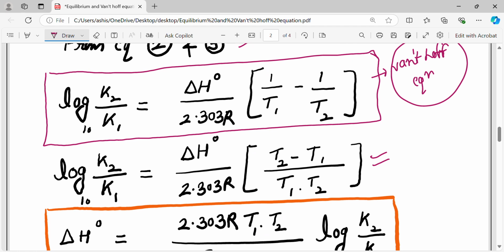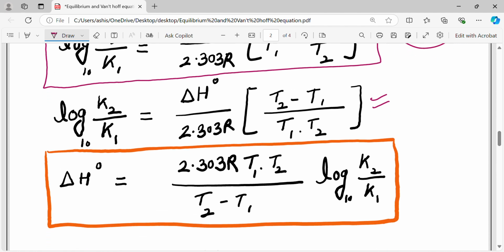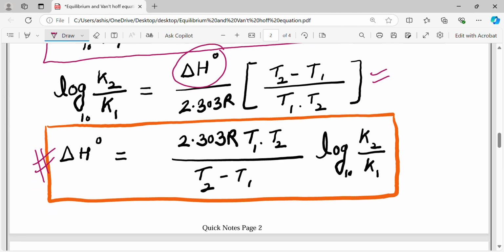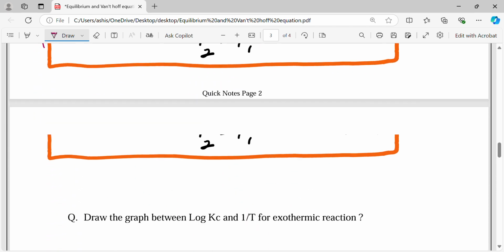Another form of this equation is log K2 upon K1 is equal to delta H naught upon 2.303 R into (T2 minus T1) divided by T1 into T2. So from here we can calculate the delta H naught. Delta H naught will be equal to 2.303 R T1 into T2 divided by (T2 minus T1) into log K2 upon K1.